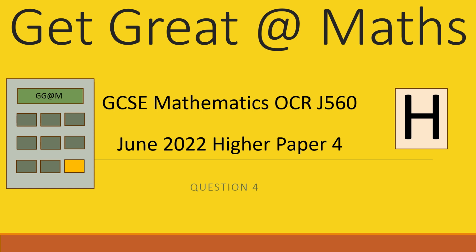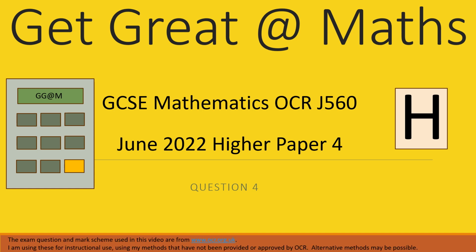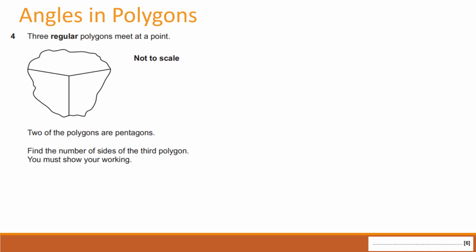Today's video is a GCSE Mathematics OCR J560 exam paper question from the June 2022 series on the higher tier paper 4. This is a calculator paper and we're going to be looking at question 4 today. Now question 4 is a question to do with angles in polygons.